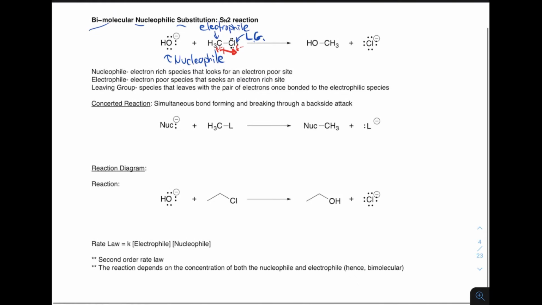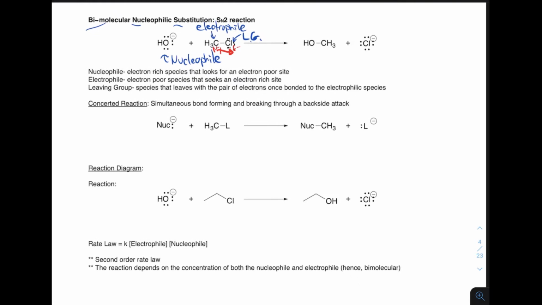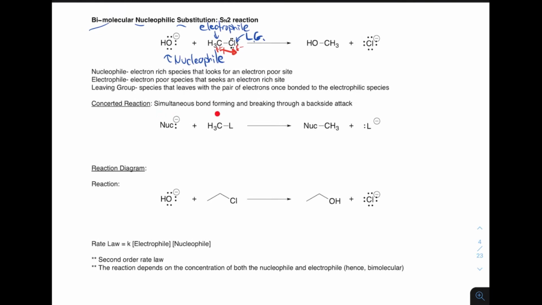So in an SN2 reaction, this all happens simultaneously. We have bond forming and breaking all at once through something called a backside attack, which we'll get into in a little bit for what that exactly means. Essentially, our nucleophile is attacking our electrophilic species, and the covalent bond holding the leaving group, represented by L here, is breaking onto the leaving group, giving us our final products. So there's bond forming and breaking all at the same time. These 2 arrows are happening all at once.